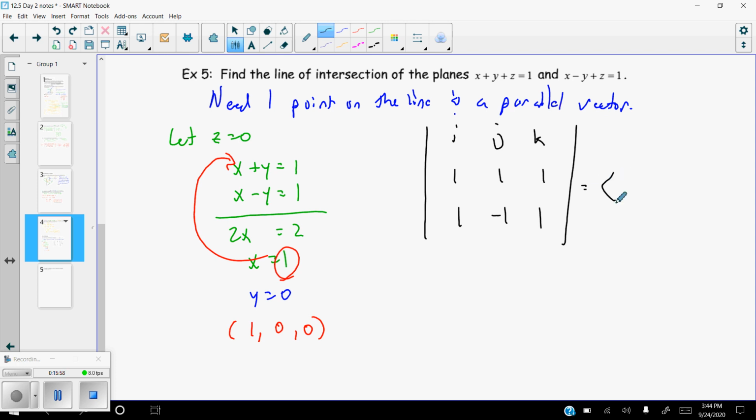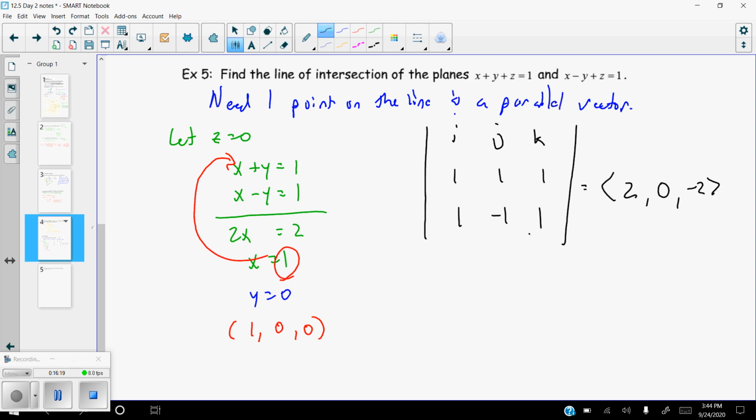If I eliminate the i row and column, I get 1 minus negative 1, which is 2. Eliminating the j row and column, we're going to get 1 minus 1, which is 0. Don't forget to change the sign for anything other than 0, obviously. And then if you eliminate the k row and column, you're going to get negative 1 minus 1, so that's negative 2.